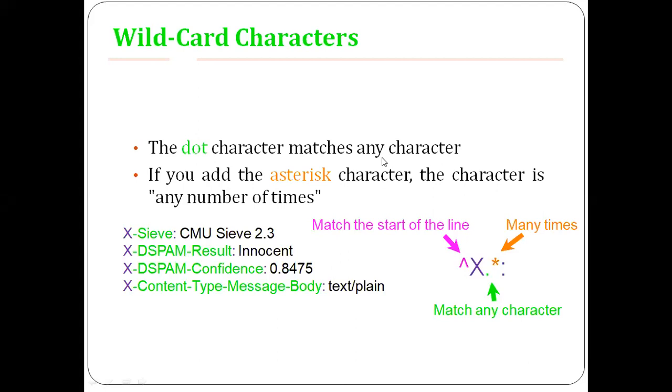And look, the dot character matches any character, and if you add the asterisk, the character is matched any number of times. That exactly matches the start of the line, that is caret followed by X, then dot star, matching any character zero or more times, followed by a colon. So that's why caret followed by X dot star and a colon.